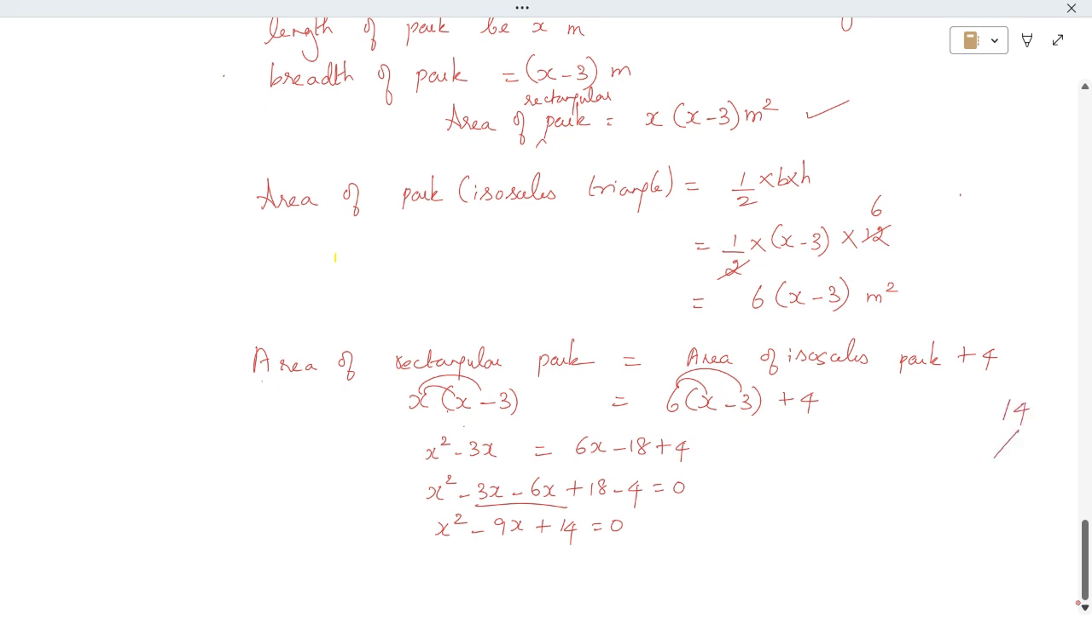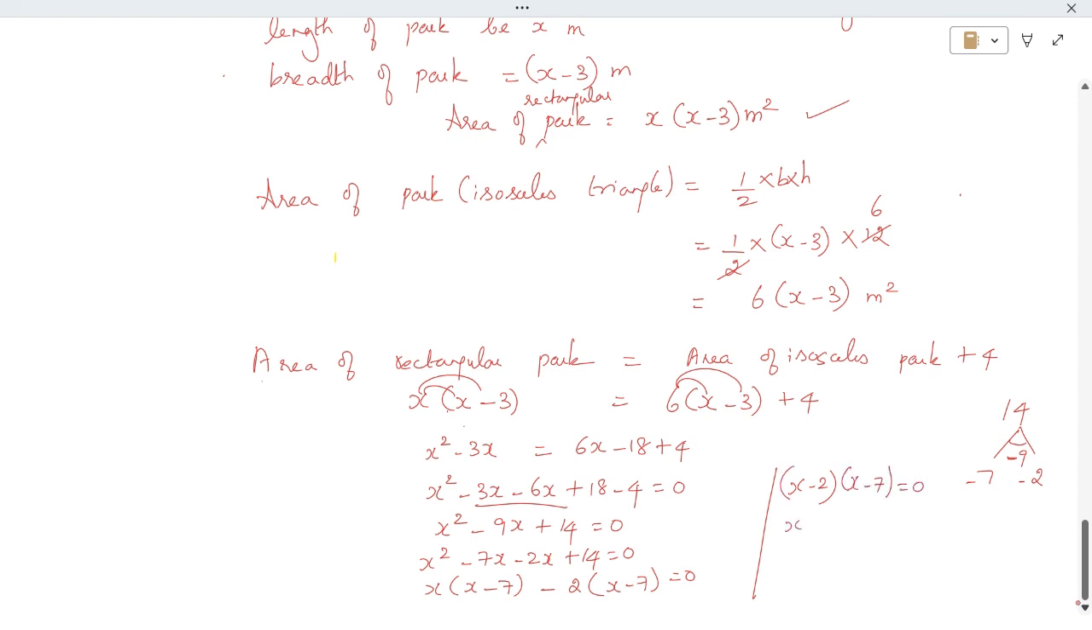So now split the middle term. So 7 times 2 is 14, but in the middle I have minus 9, so I have to put the sign as negative. So it is x square minus 7x minus 2x plus 14 equal to 0. Take x commonly outside, you will get x minus 7. Here minus 2 outside, so x minus 7. So you will get two factors, x minus 2 and x minus 7, which are equated to 0.